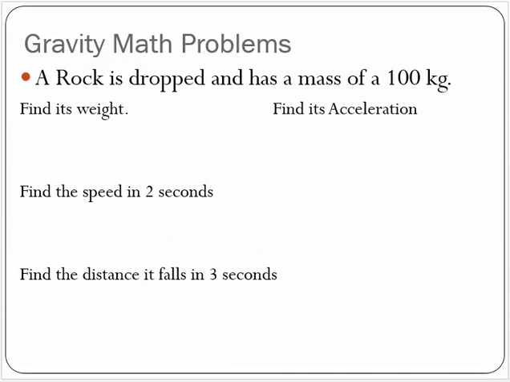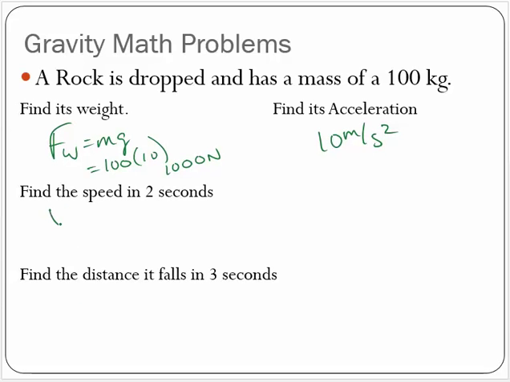Okay, we've got some gravity math problems. First one, a rock is dropped and has a mass of 100 kilograms. I want you to first of all find its weight. Well, weight, that's our Fw equation. The mass in this case is 100. Gravity is 10. So that means it is 1,000 newtons. Find its acceleration. Its acceleration is always just gravity. Gravity is the acceleration. Well, what is g? It's 10 meters per second squared.